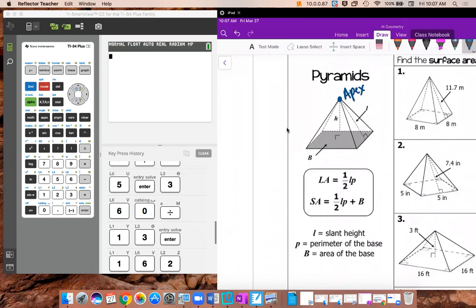Another vocab word that you're going to have to know is slant height. They like to label it as L. So slant height is just the height that goes along the edge of a side that still hits at a 90-degree angle. So that's going to be your slant height.